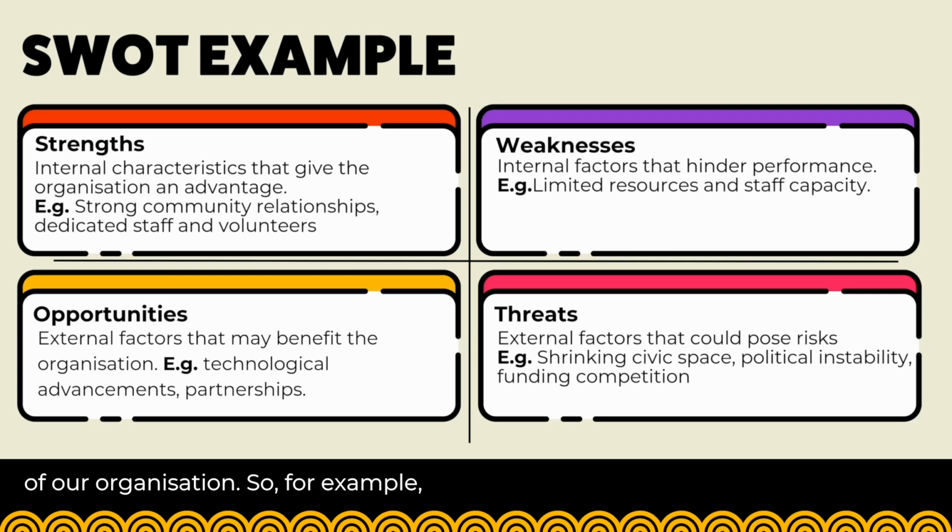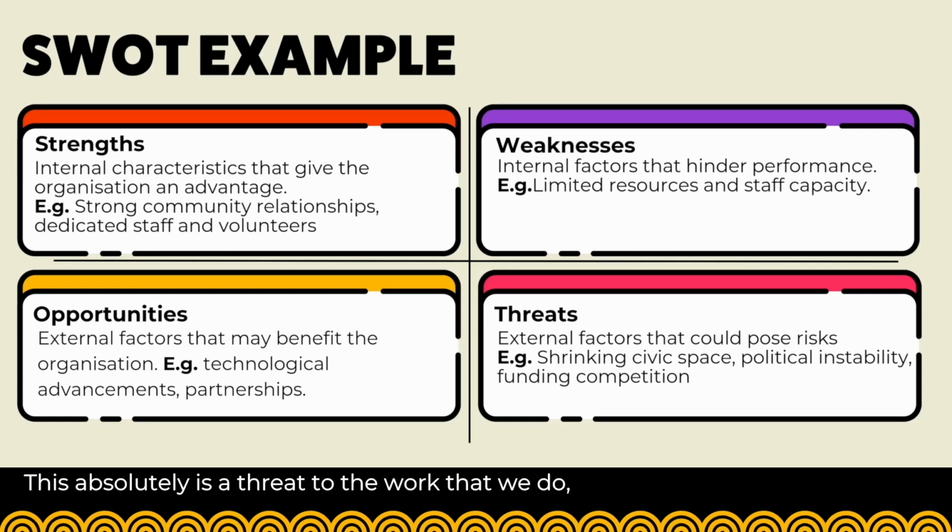So for example, shrinking civic space. This is something most of you have talked about in the chat already when it comes to the political factors that affect the work that you do. We've seen draconian laws, restrictive and regressive policies. This is all part of shrinking civic space. We see political instability in quite a number of countries. This absolutely is a threat to the work that we do, as well as funding competition. We've seen a lot of reduction in donor funding. So that again is a threat to the work that we do.